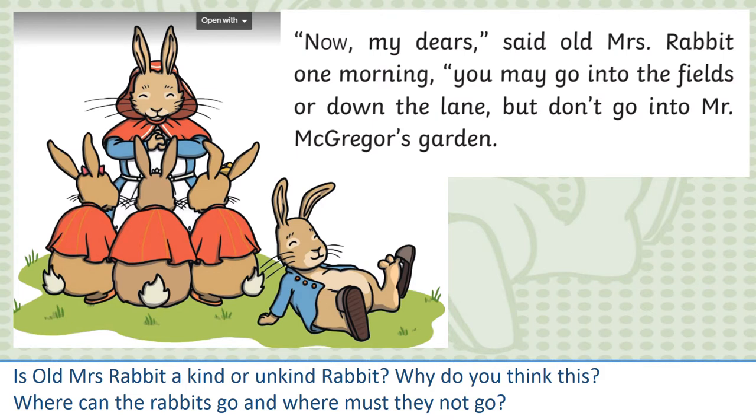So question number one, is old Mrs. Rabbit a kind or unkind rabbit and why do you think this? Is she kind or unkind? I want you to write me the sentence: old Mrs. Rabbit is, tell me if she's kind or unkind, because. And then where can the rabbits go and where must they not go? So your sentence will be: the rabbits can go here, but, a conjunction we need, they must not go here. So pause me now if you haven't got your answers yet, and fill in your sentence stems.